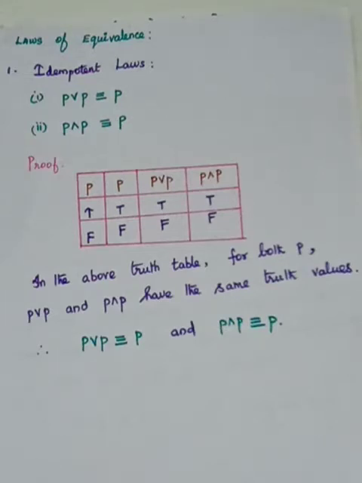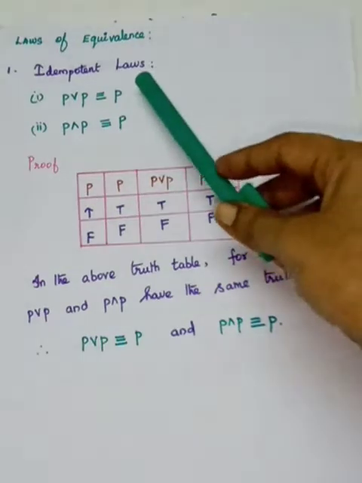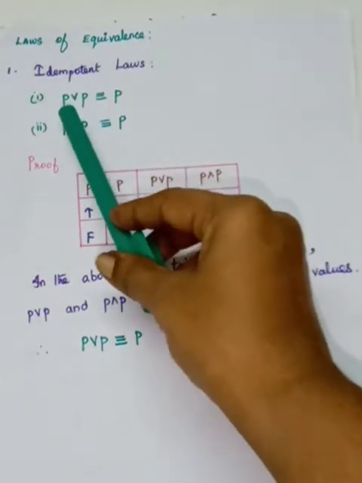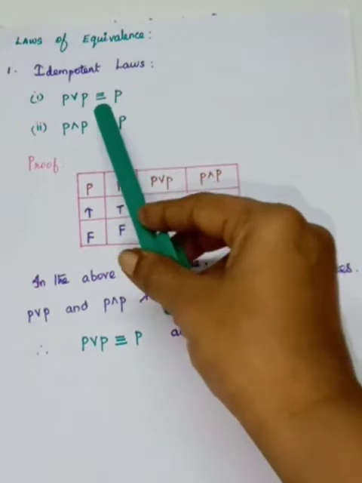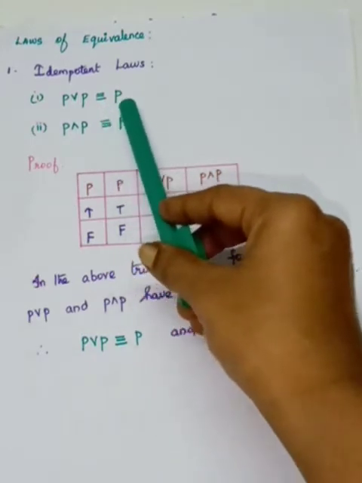Good morning, students. Today we are going to discuss the laws of equivalence. In the previous class we saw how two compound statements are logically equivalent. Based on the equivalence we are going to see 9 laws. The first law is the Idempotent Law, that is P or P is logically equivalent to P.